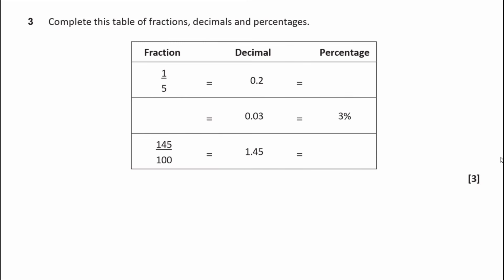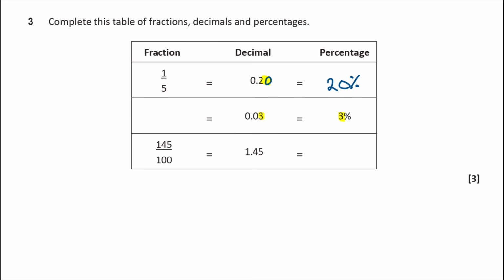Question 3, complete this table of fractions, decimals and percentages. I've got 1/5 and that's equal to 0.2. What is that as a percentage? Well, you can write the first 2 digits after the decimal place as your tens and units of a percentage. So 0.2, well, it's the same as 0.20, isn't it? Which is the same thing as 20%. Okay. So you can see this working backwards here. This is the 3%, which is the unit of the percentage. So you can see it there as the second digit after the decimal place.